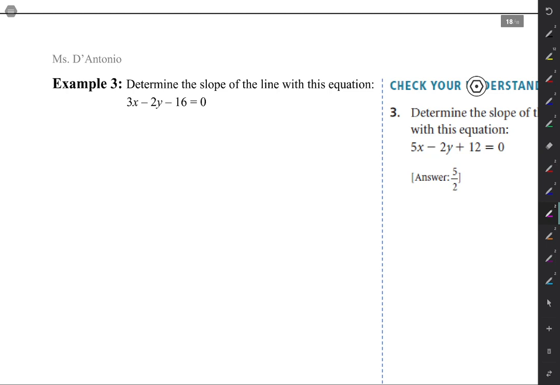In our third example, we are going to determine the slope of a line with this equation: 3x minus 2y minus 16 is equal to 0. Well, unfortunately, the general form of an equation does not tell us the slope. However, slope-intercept form and slope-point form both tell us the slope of the line. Remember that m value, or wherever the m is, that is the slope. So what we're going to do is rewrite this equation in slope-intercept form. You could use slope-point form, but it would be very, very tricky to go from this equation to slope-point form because there's brackets there.